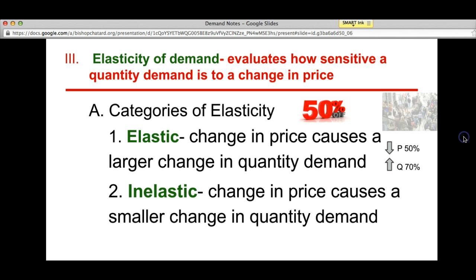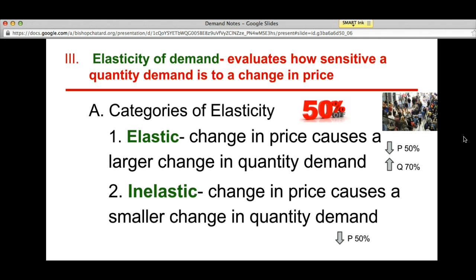So if we have that 50% off sale and we have droves of people showing up at our store, this is going to be very elastic. Like I said, when you're talking about clothes, this is a perfect example. All right, inelastic, on the other hand, is going to be where you're not sensitive to a change in price.